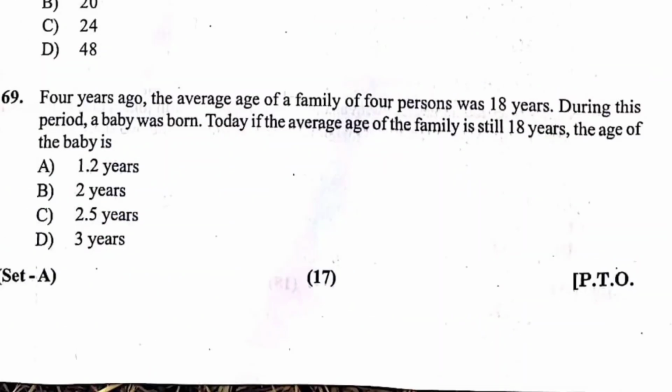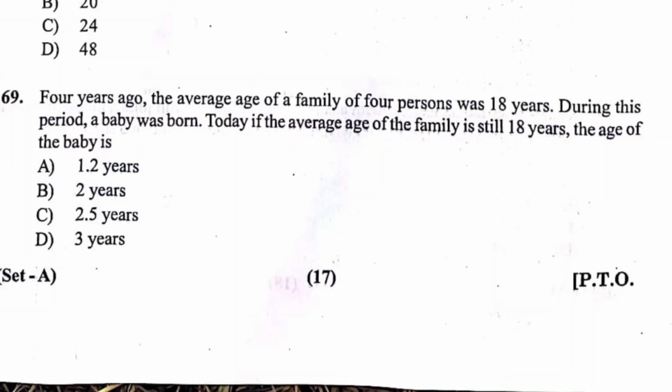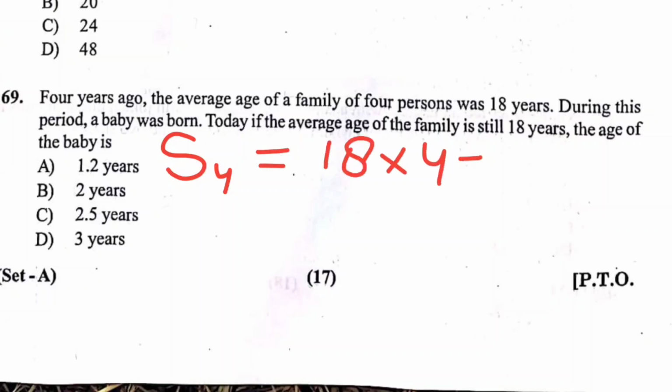Next question is, 4 years ago the average age of a family of 4 persons was 18 years. During this period a baby was born. Today, if the average age of the family is still 18 years, we need to find out the age of the baby. Okay, let us first find out the sum of the ages of the 4 members 4 years ago. So it will be equal to the average age, which is 18, times the number of family members, which is 4, which comes out to be 4 8s are 32, 4 1s are 4, 5 6 is 7. So 72 years.